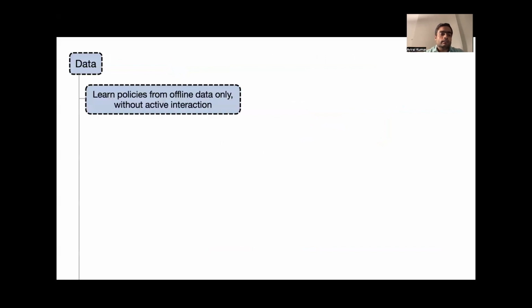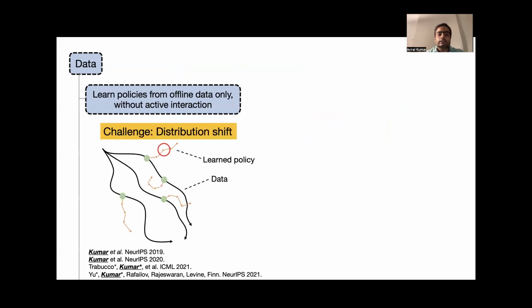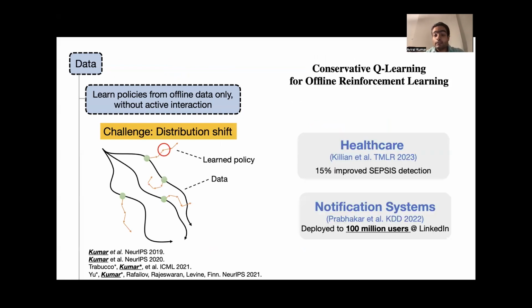So on the data axis, some of the highlighted work that I'm going to talk about here focuses on trying to learn policies from offline data only, where you're not allowed access to interacting with the world in a trial and error fashion. We showed that this involves challenges of distributional shift, and we built algorithms that tackle this problem. And these algorithms actually made their way to downstream application domains, such as healthcare and notification systems, where they're deployed in recommendation products from different corporations to real users around the world.